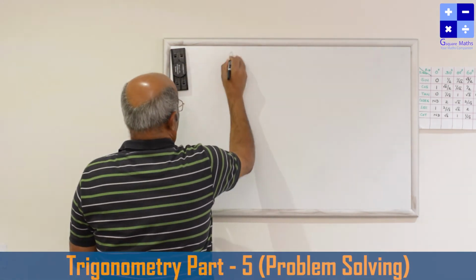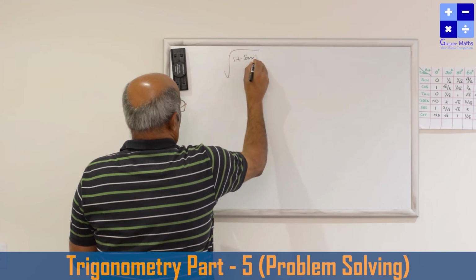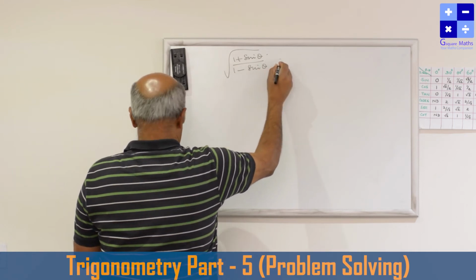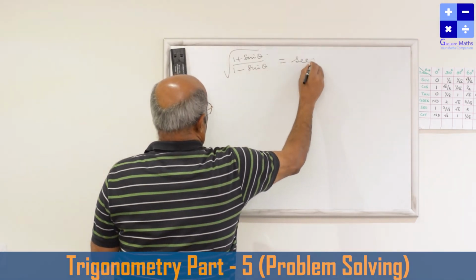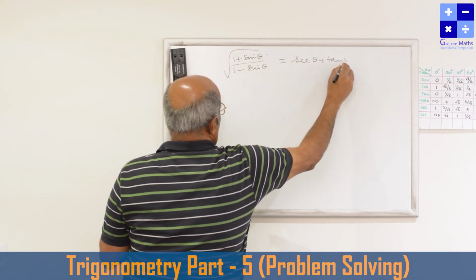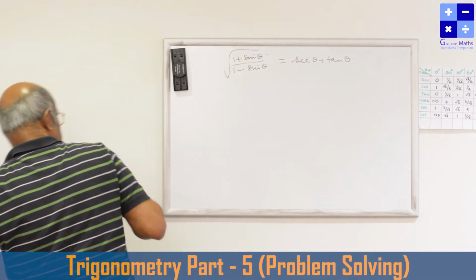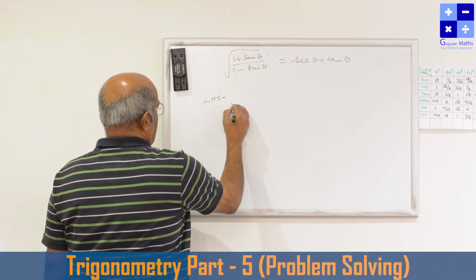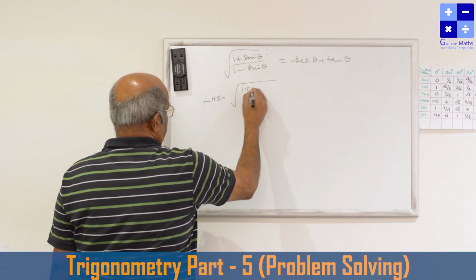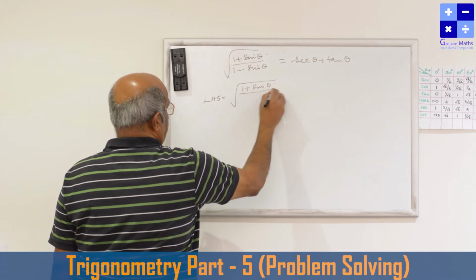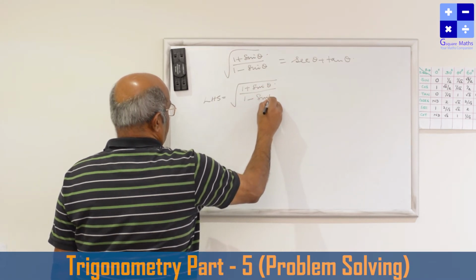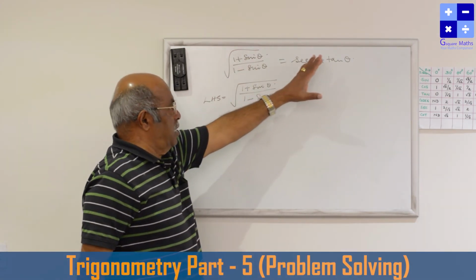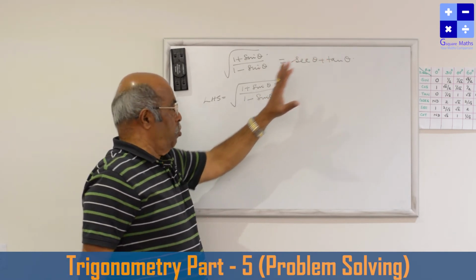Let me take one more. Root of 1 plus sin theta by 1 minus sin theta is equal to sec theta plus tan theta. So let us start with this left hand side. We have to remove the square root. The square root should be removed because on the right hand side there is no square root at all. So how to remove the square root?